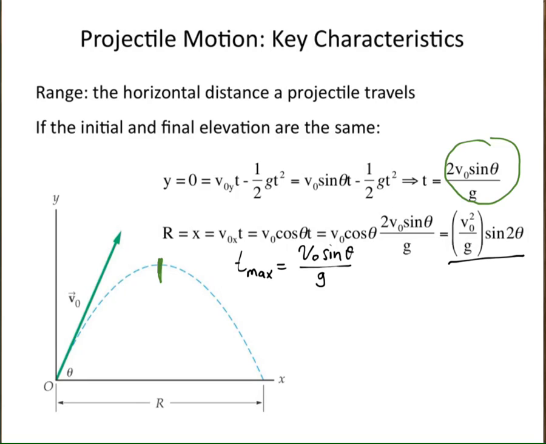Okay. So that means you can immediately tell me with which angle I should throw the object to maximize the range. Which angle I put in the equation so that I can get sine of 2 times this angle equal to 1.